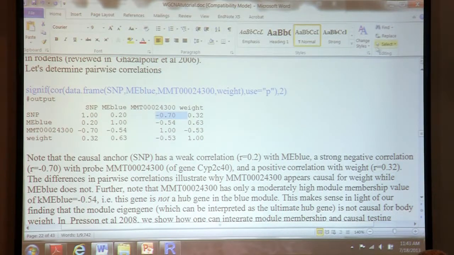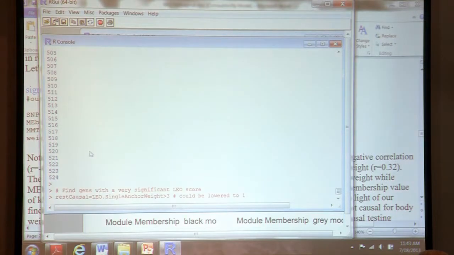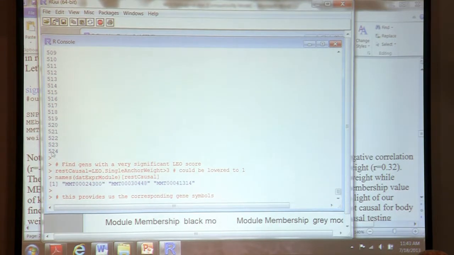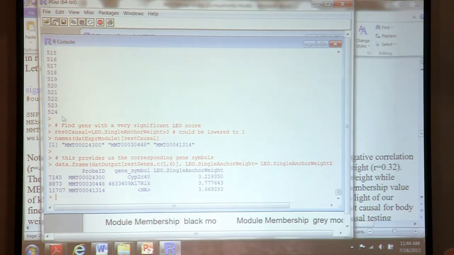All right. Are there any questions? Let me show you the output. So notice the R command finished, and here we evaluated 524 genes that were inside the blue module. And so out of these 524 genes, only 3 genes had a LEO score larger than 3. So they would be strong causal candidates if you assume that the causal anchor is appropriate and make various other assumptions.